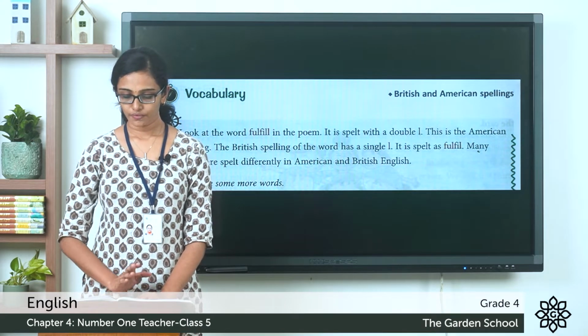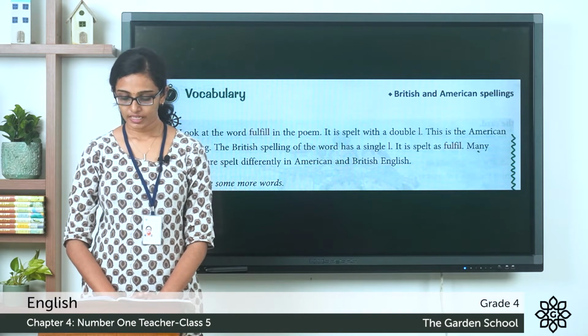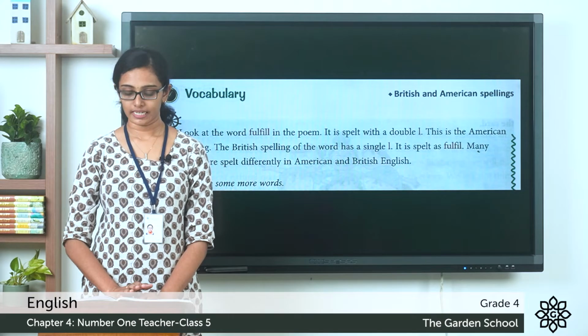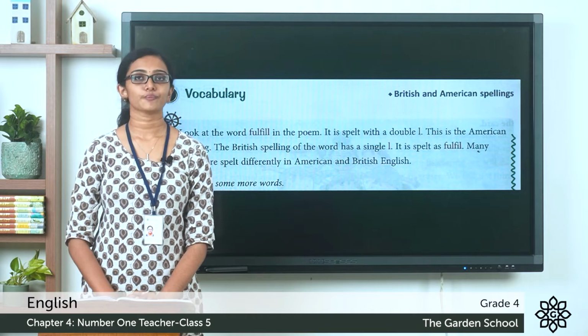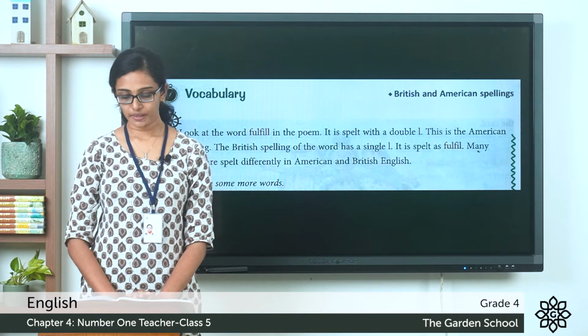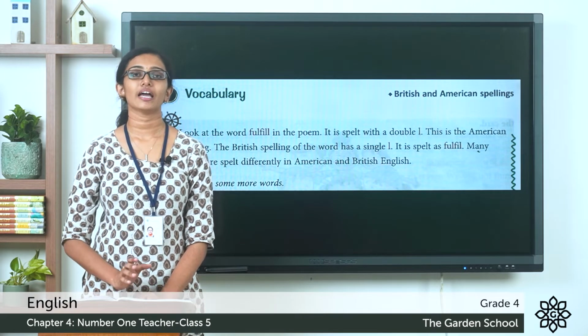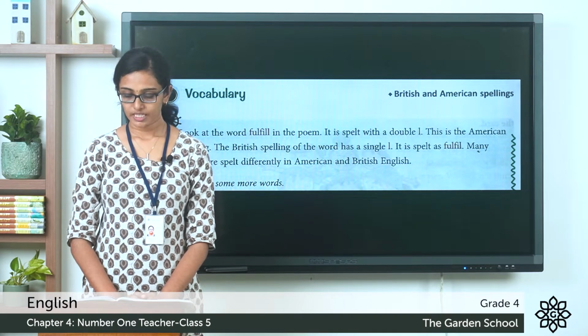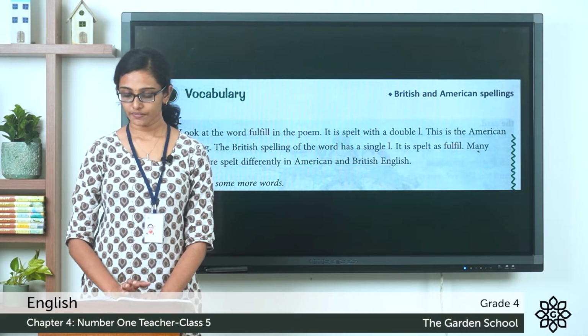Look at the word fulfill in the poem. It is spelled with a double L. This is the American spelling. The British spelling of this word has a single L. It is spelled as Fulfil.